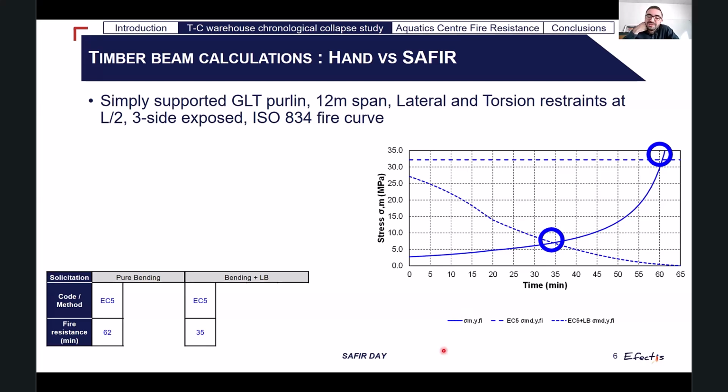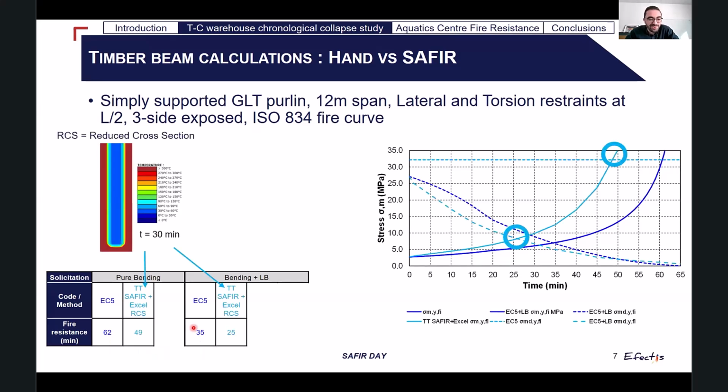The fire resistance is given when the continuous line crosses the dashed line here. So we see that we have a fire resistance of 60 minutes and around 30 minutes here. So we have a time difference of, let's say, 30 minutes between those two values. Now what you can do is perform a thermal transfer analysis with SAFIR, and we can compute manually the reduced cross section and do this exact same calculation. Here you can see that the values are a bit shifted to the left side, and we lose, let's say, 10 minutes of fire resistance.